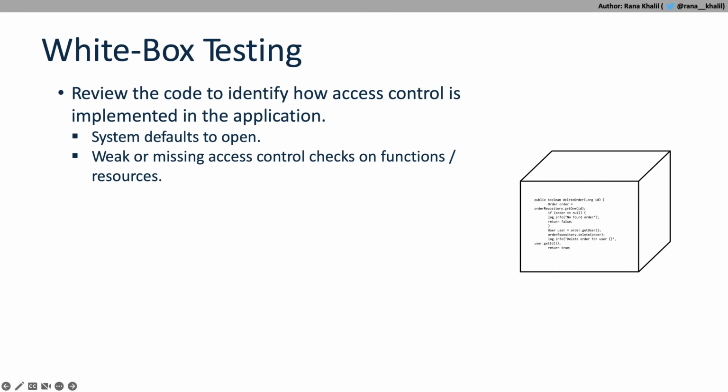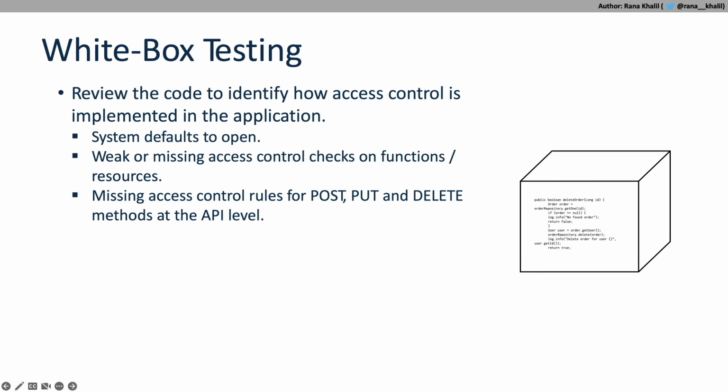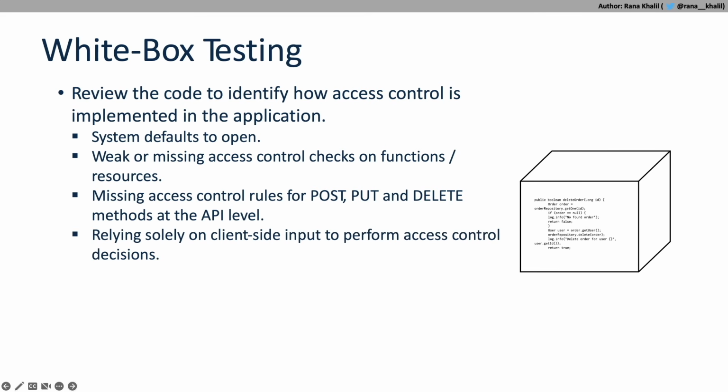So what you want to look for is missing or weak access control checks on functions when you're reviewing the code. Next, you want to look for missing access controls on certain methods of the API. So there might be access control rules on, let's say, the GET method, but the developer had forgotten to put access control rules on, let's say, the POST or PUT or even the DELETE method. Last but not least, you want to look for instances where the application relies solely on client-side input to perform access control decisions. So not validating client-side input on the server side.